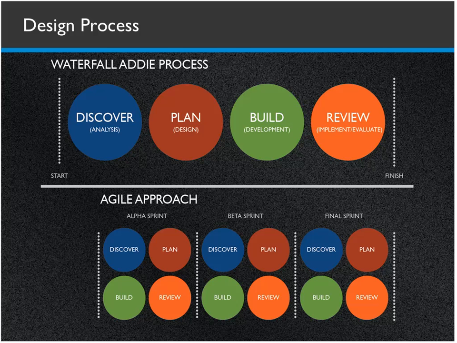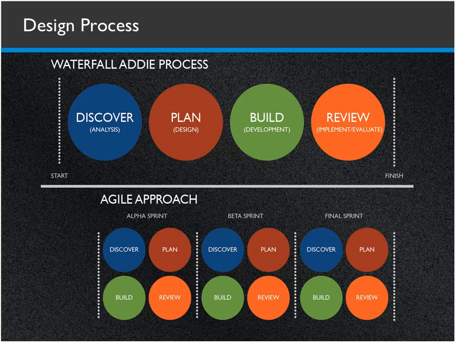At the top of the slide, you can see the waterfall ADDIE process, and it has discover, plan, build, and review. If you really think about it, that's your analysis, design, development, implement, and evaluate. Of course, you do go about things in a very different way: you do a lot of rapid prototyping, you start building things instead of doing a lot of upfront analysis, and you dive in and start tackling the project you're working on.